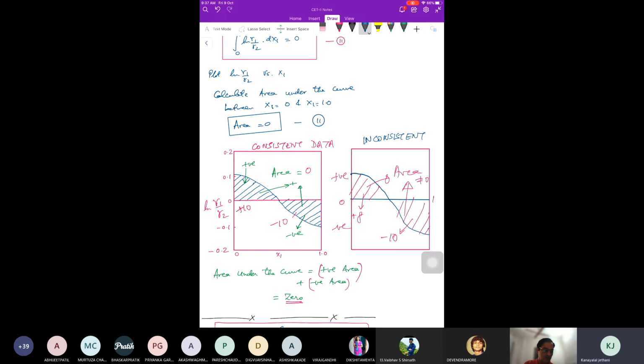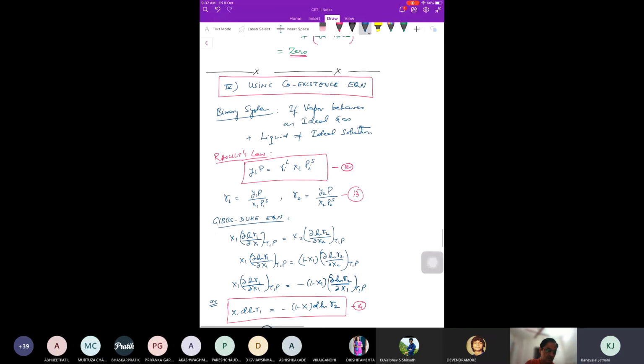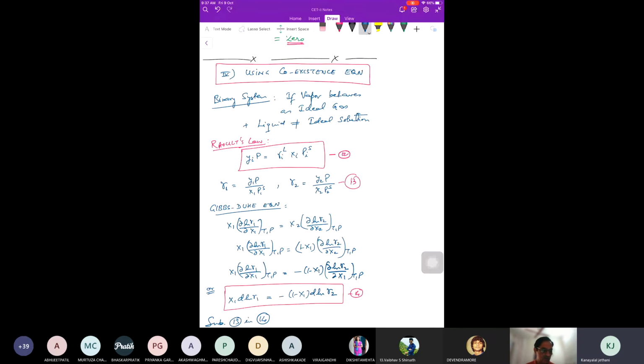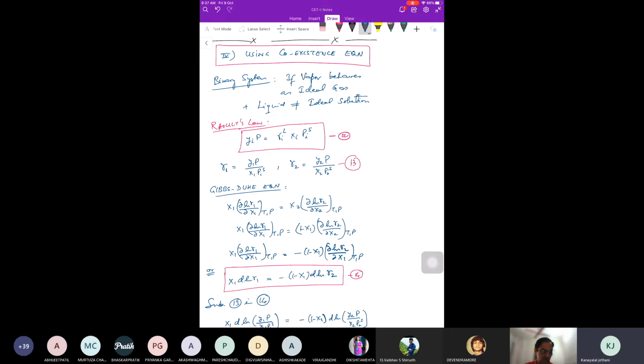Okay, so there are no questions. Let's move to the fourth one. This is another test, which is called using the coexistence equation. This is for binary systems if the vapor behaves as an ideal gas and the liquid is not an ideal solution. If we look at Raoult's law, equation 12 is y_i P equal to gamma i x_i P_i^s. From here you can get, for a binary system, gamma 1 equal to y1 P upon x1 P1s, and gamma 2 equal to y2 P upon x2 P2s.